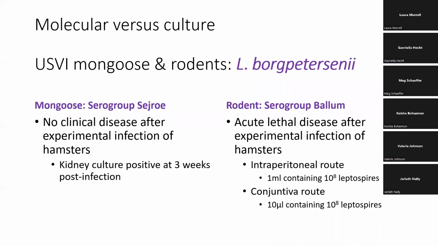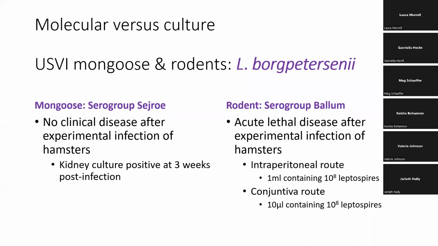Now, what's the significance? These are, in essence, completely different organisms. The gold standard test at the present is to use the hamster model of infection to assess the virulence of these different isolates. If we take the serogroup Sejroe and do experimental inoculations of the hamsters, we do not see any clinical signs of the disease in the hamsters. Three weeks post-infection, all hamsters are kidney culture positive, indicating that in the hamster, these isolates are causing a persistent renal infection.